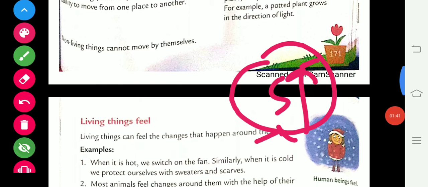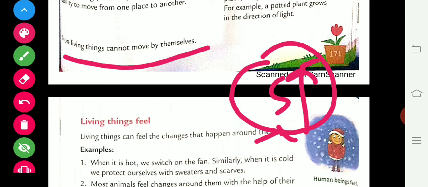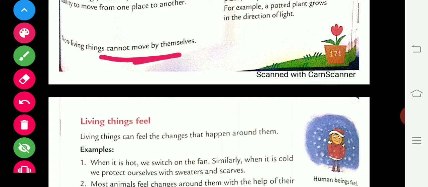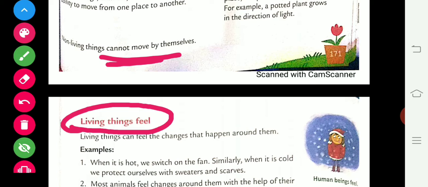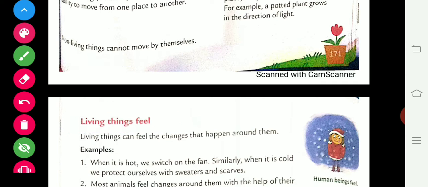Non-living things do not move by themselves. Living things can move on their own, but non-living things do not move. Now we read about living things feel. Living things क्या करती है? Feel करती है, but non-living things do not feel. Non-living things feel नहीं करती हैं.